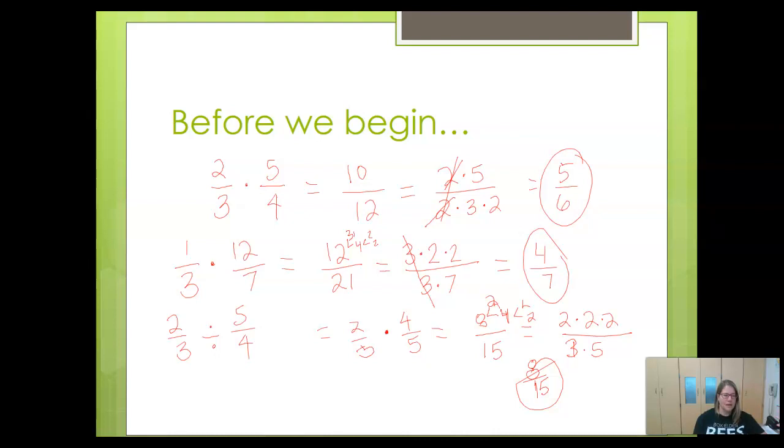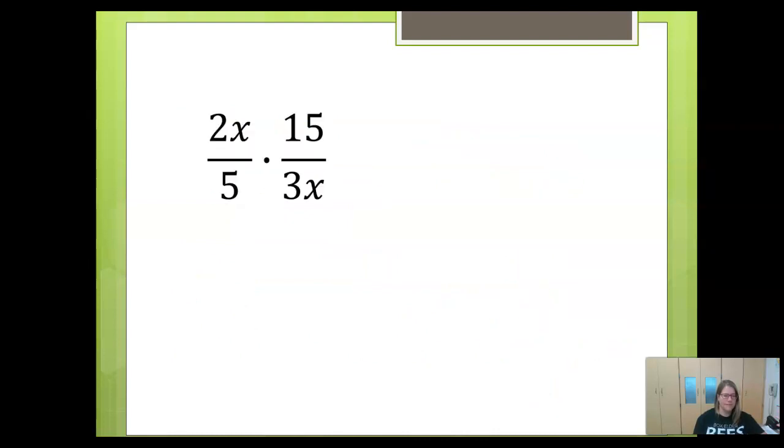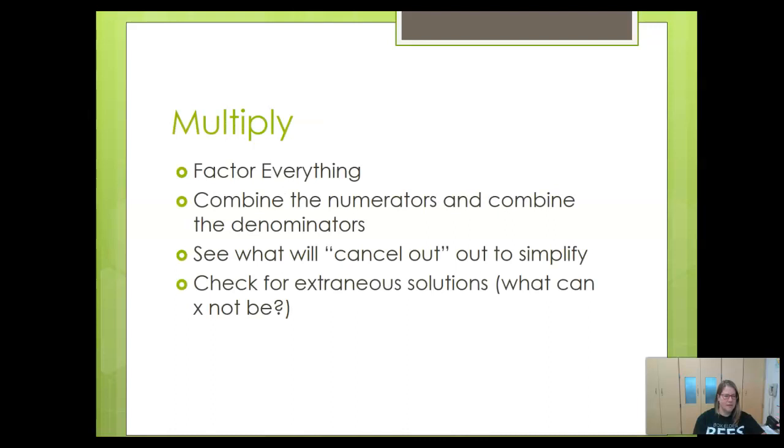All right, here we go. Here's our first example. Oh, okay. So here are the steps for multiplying rational expressions. If you want to write this down in your notes, go ahead and pause the video and write these down. So the first thing we're going to do is factor everything. So when we were working with the fractions on the previous page, we factored everything so that we could see each prime number that made up the top number and then each prime number that made up the bottom number. Then we're going to combine the numerators and combine the denominators.